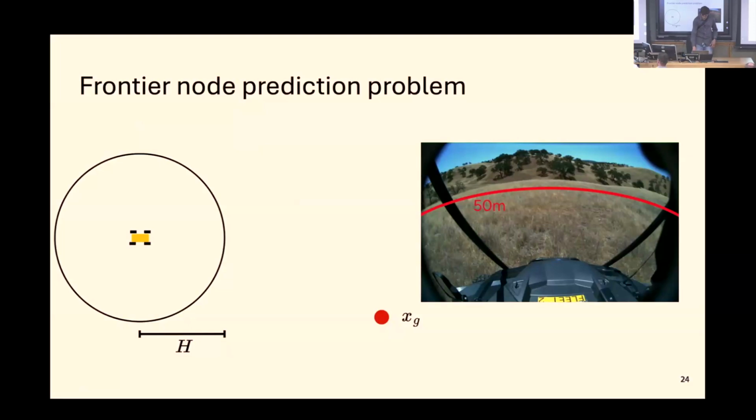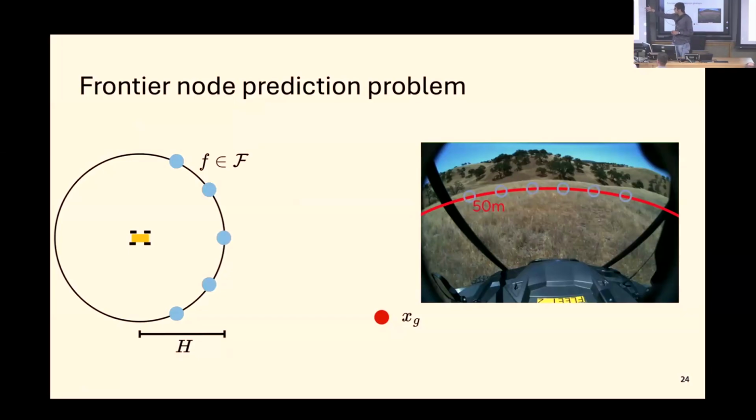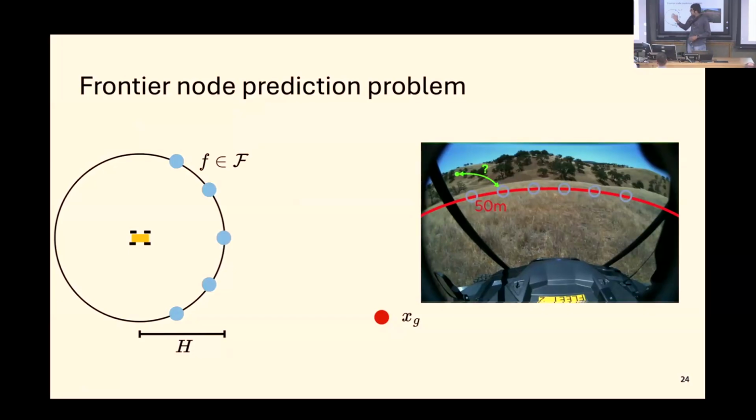Let me talk more about these frontiers now. The frontier prediction problem is as such. We want to predict good frontiers at the edge of the cost map. These are these blue circles on the left, and this could look something like these blue circles on the right in the visual feed. This frontier could be considered nice because it's traversable, and ultimately it would allow the robot to head to that opening much further away.